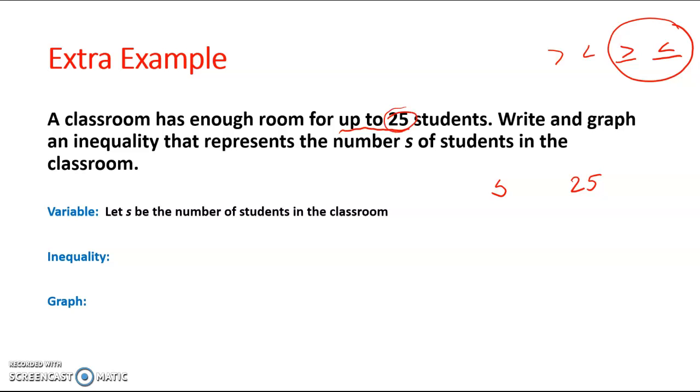So if I can fit up to 25, the number of students I can have as a class needs to be 25 or less. So S we can say would be less than or equal to 25.